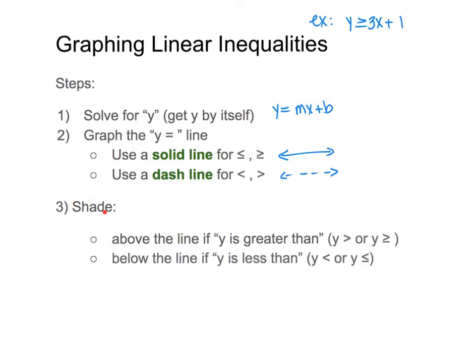And the third step here is about the shading. Whenever you have something like y greater than, so it's facing the y, so the y is bigger, you want to shade above the line. When y is less than, you want to shade below the line.